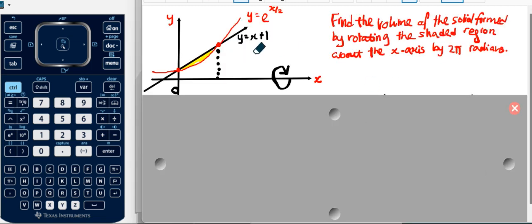Find the volume of this shaded region rotated about the x-axis by 2 pi radian. That means making a 360-degree turn. The first thing that we need to do is to find out these two intersections. So this looks like 0, this looks like, what is that?